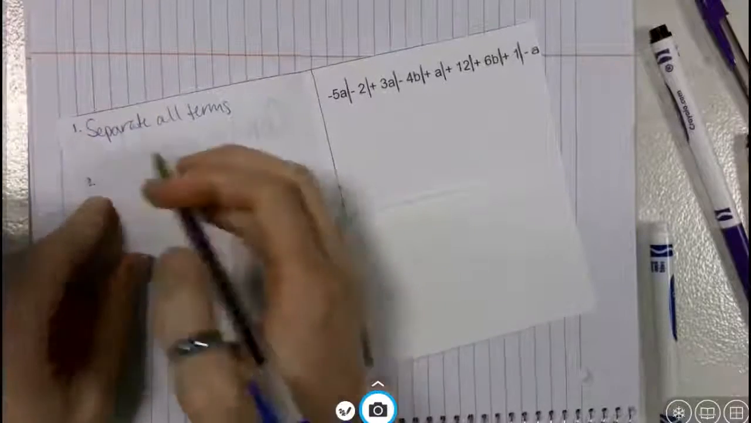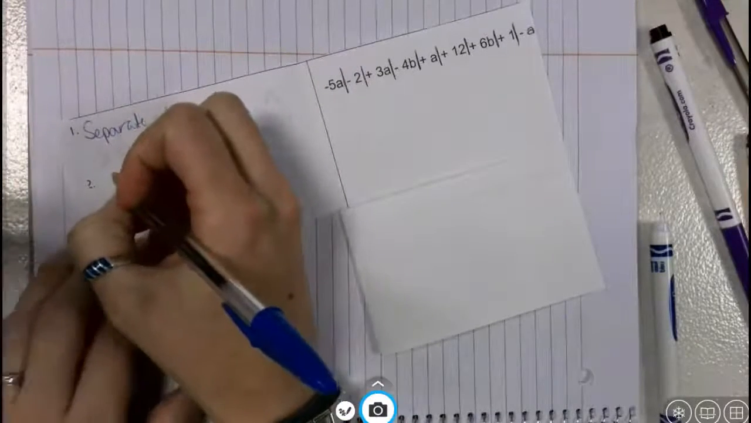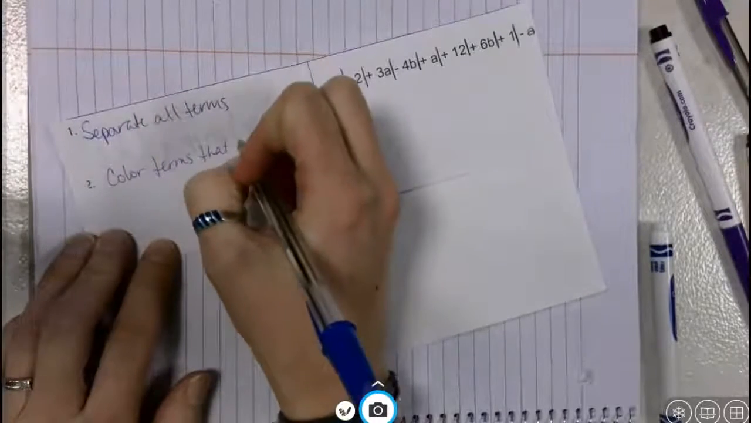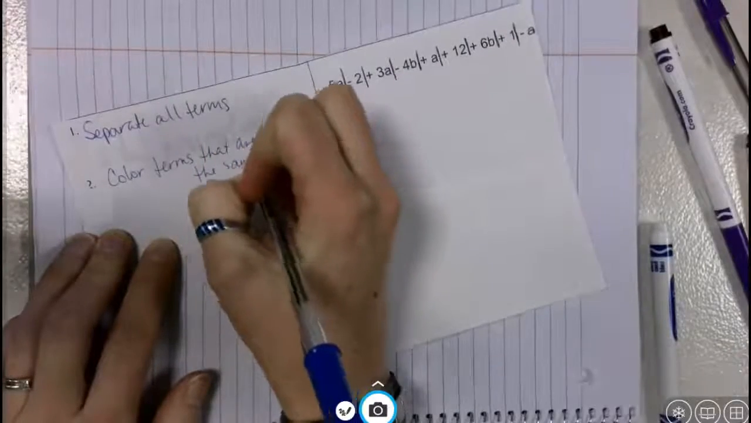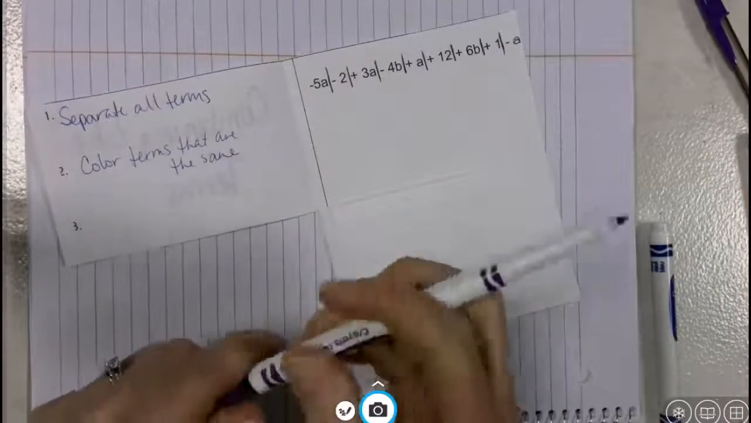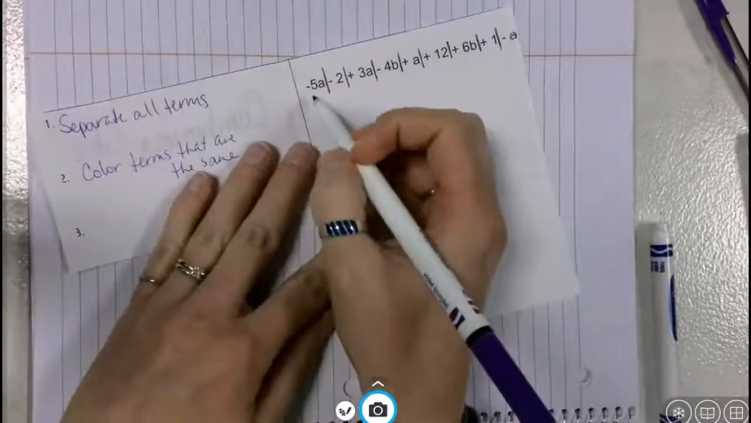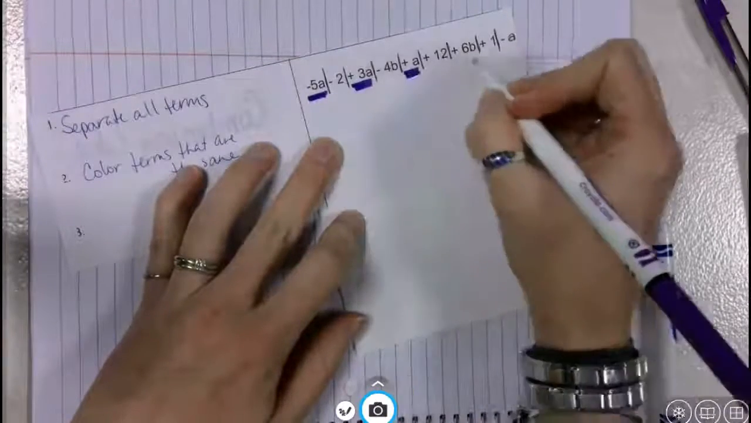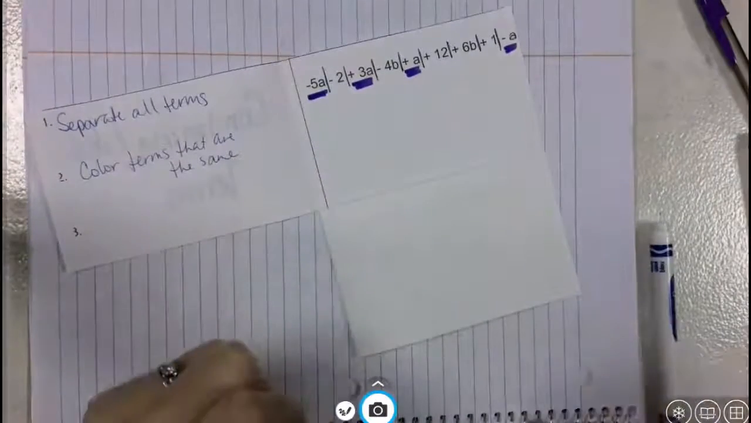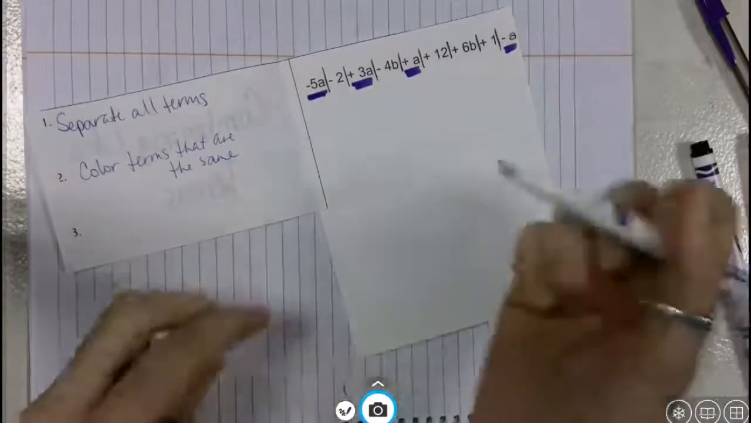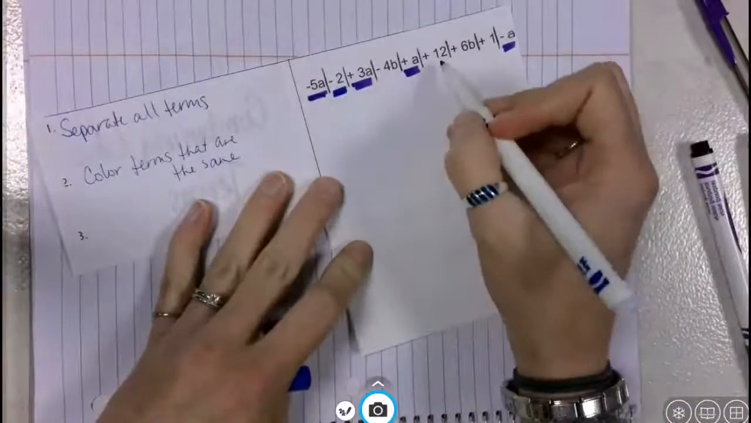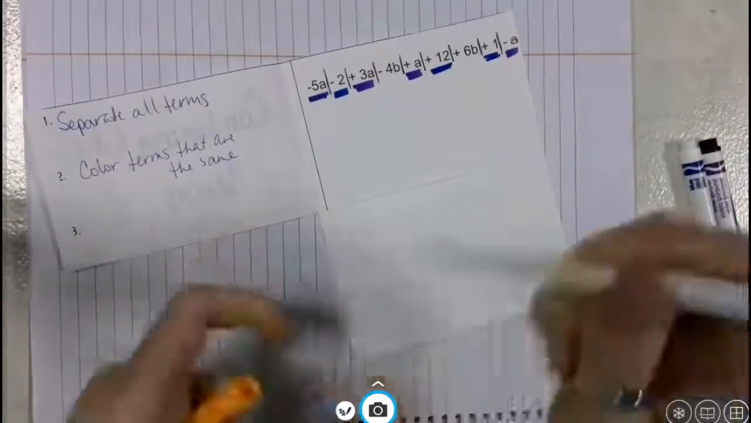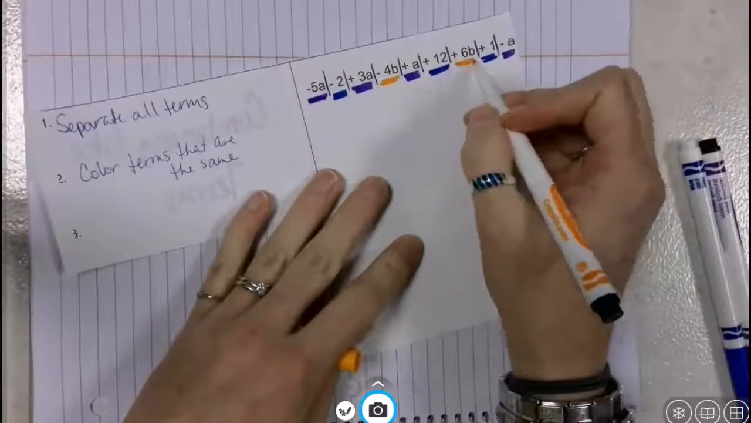So the second thing that I'm going to do is I'm going to highlight or color the terms that are the same. So that's where our colors come into play. So I'm going to start with purple, and I'm going to start with A just because that's the first thing that pops up. So I see this term has an A, this term has an A, this one has an A, and there's an A at the very end. Now if yours didn't show up, just go ahead and write that in. So now I'm going to use blue. So I'm going to use blue for anything that doesn't have a variable with it, which would be those 3 right there. And then I'm going to use my orange for anything that has a B with it.